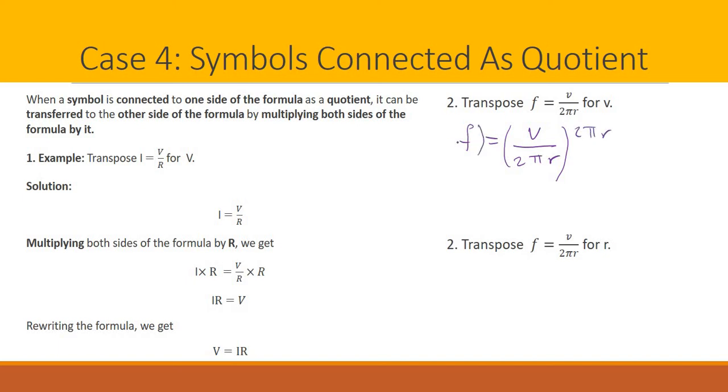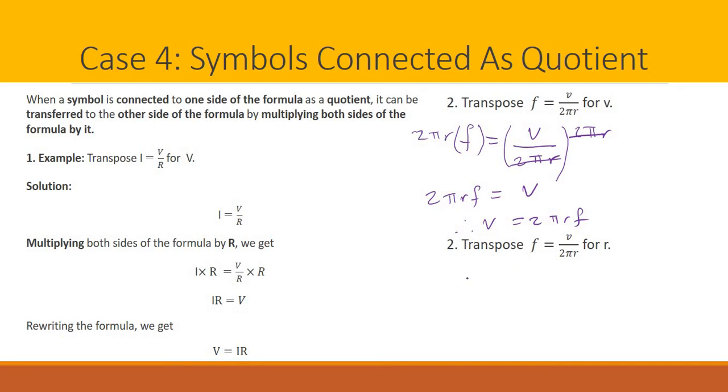I'm going to multiply this side as well by 2 pi R. So note here that 2 pi R will cancel out 2 pi R. On the right, what we're left with is just V. And on the left, we will end up with 2 pi R F, right? All you need to do is just rewrite. So therefore, V is equal to 2 pi R F. And V is now the subject, right?